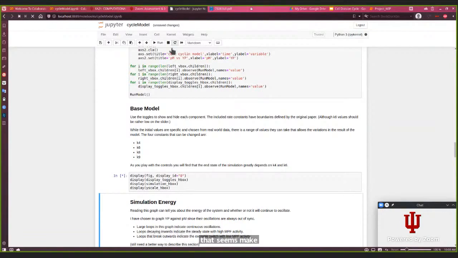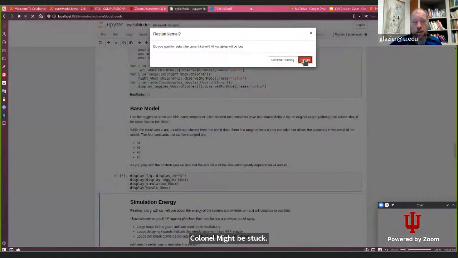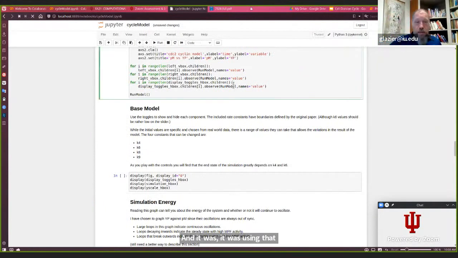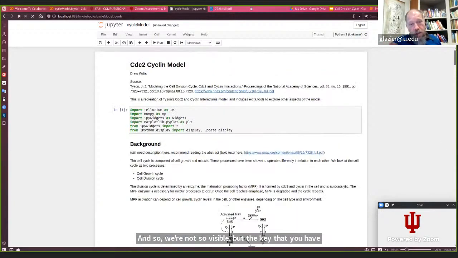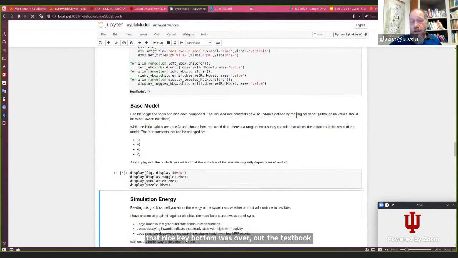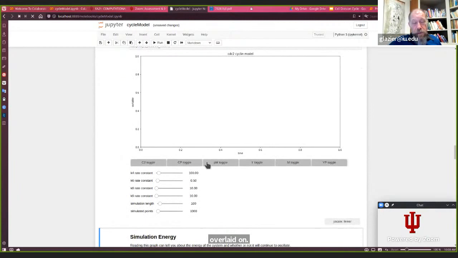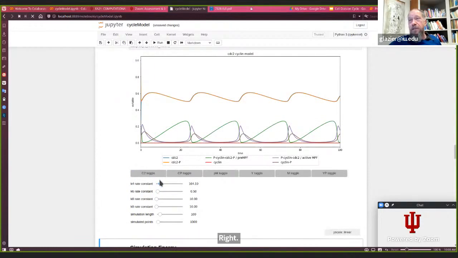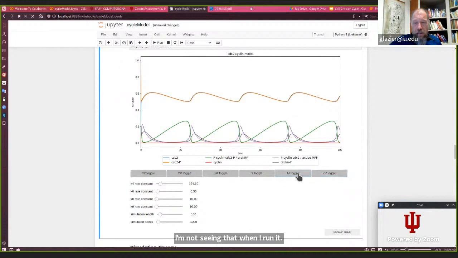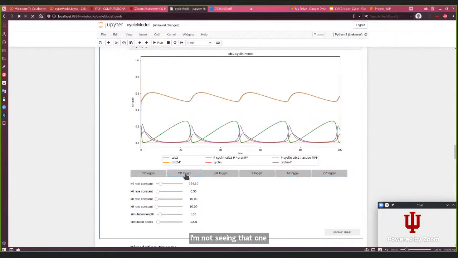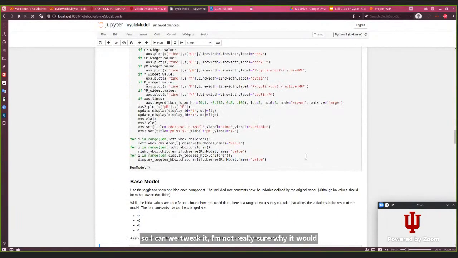My kernel might be stuck. Well, I was putting it in app mode, and it was using that square display, and so things were not so visible. The key that you have, that nice key at the bottom, was over. All the text was overlaid on itself. It's fussy because the way it looks when you're developing it may not be quite how it looks when you put it in app mode to run it as a user. Right. There you go. See, that looks great. But I'm not seeing that when I run it. Anybody else had the same issue? Yeah, hopefully I can get my stuff up on NanoHub soon so I can maybe tweak it. I'm not really sure why it would want to display square.